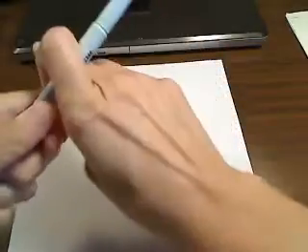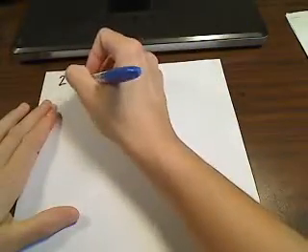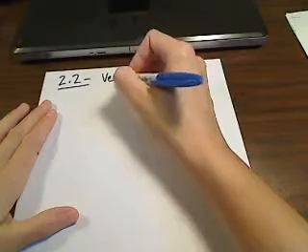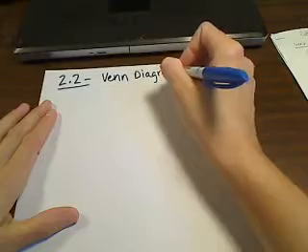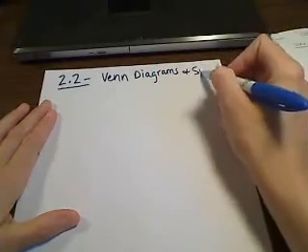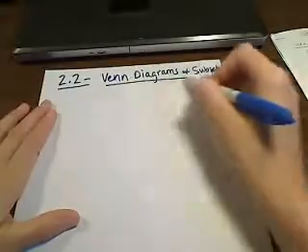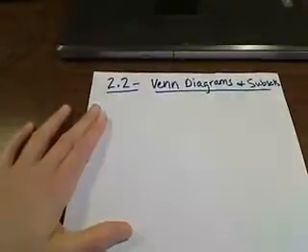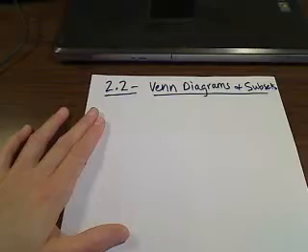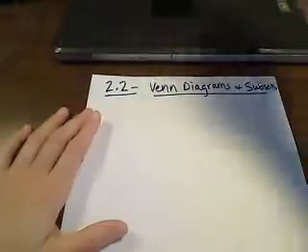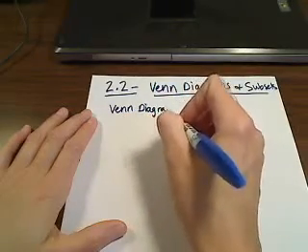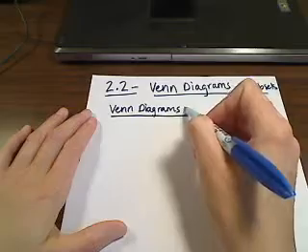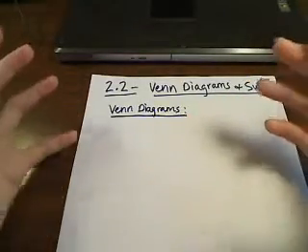Okay, so let's talk about section 2.2, and the title of this section is Venn diagrams and subsets. So these are the two things we're going to talk about today. What I want to do is just start off by talking to you about Venn diagrams. And Venn diagrams are a very useful way for organizing information about sets in a pictorial manner.